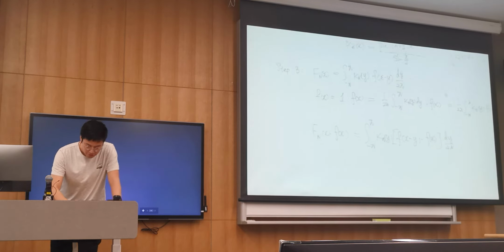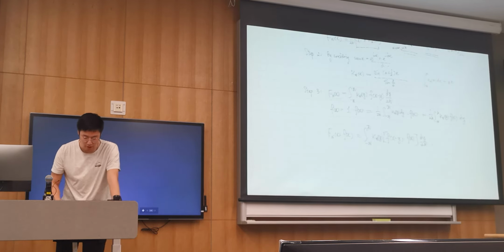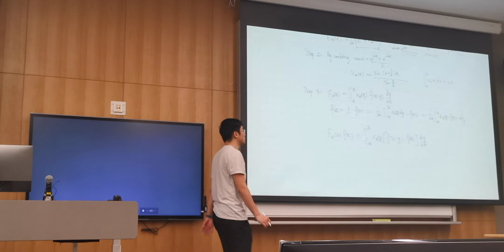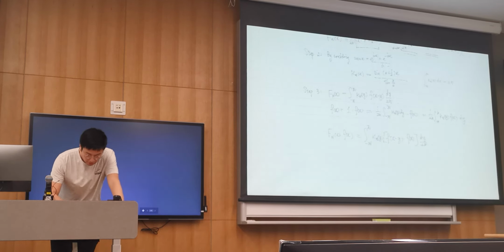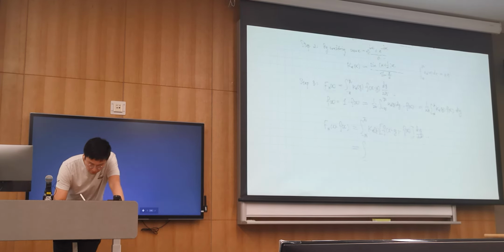Now since I already know the analytical formula for the Dirichlet kernel, I can simply rewrite it as the integral from negative pi to pi of sine of (m plus 1/2) y over sine of y over 2, and then f(x minus y) minus f(x), dy over 2 pi.